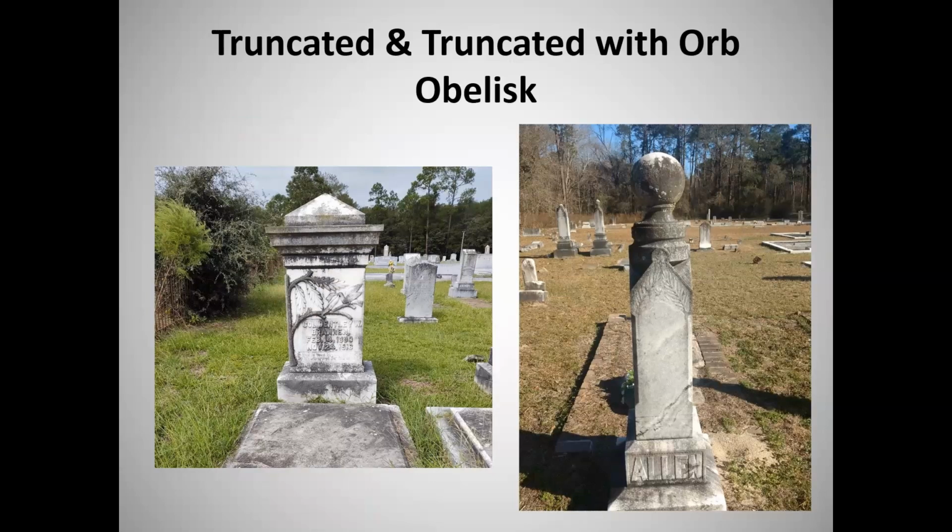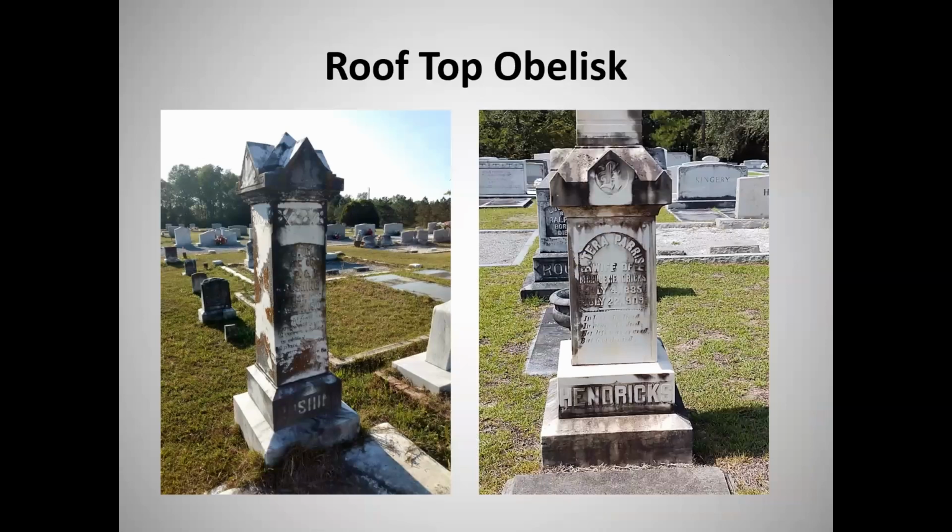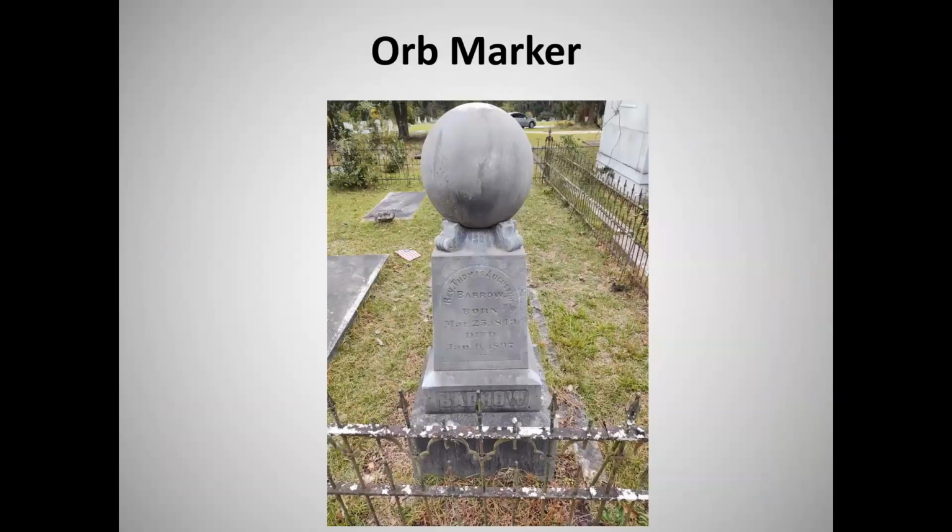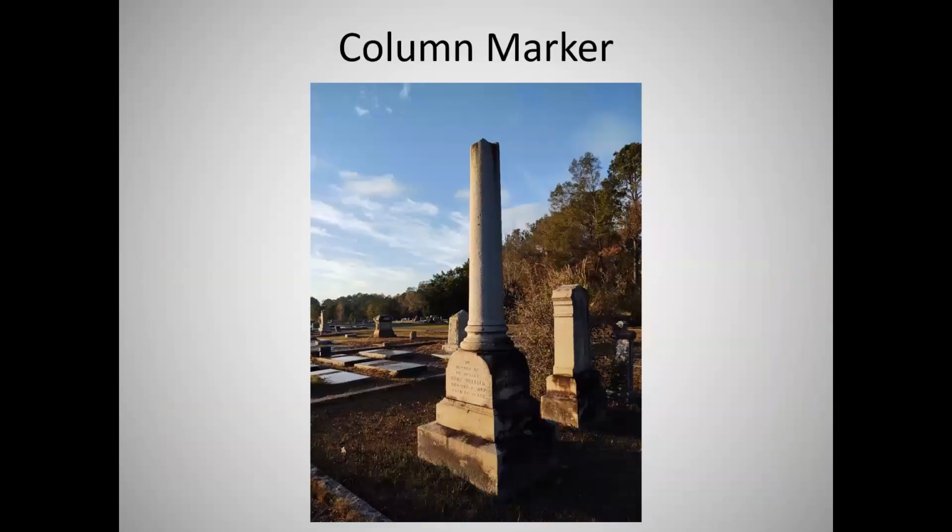Most of these that I have seen, the top has broken off of them. So as they get more elegant in designs at the top, those tend to break over time. This is a rooftop obelisk. You can see where it's got multiple of the roofs on there. An orb marker, which of course this one I believe was almost 2 feet in diameter.